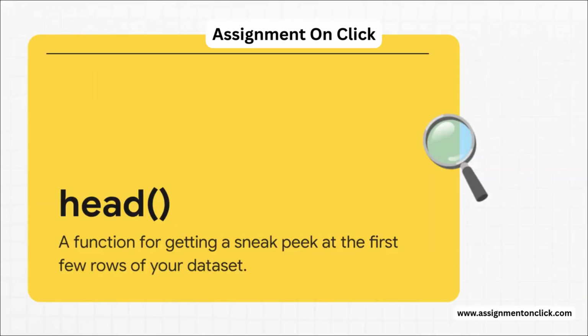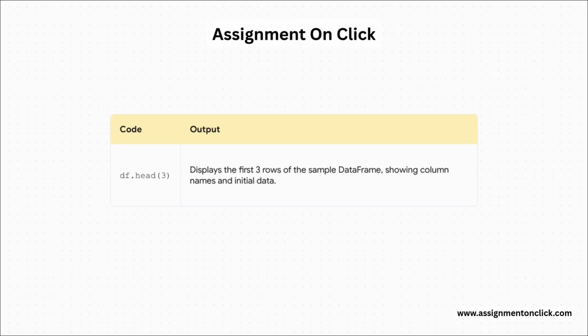So, the head function. This is your go-to for that initial sneak peek. Its whole job is to show you the very first few lines of your dataset. It gives you an immediate feel for the layout, the columns, and what kind of data you're even dealing with. And using it could not be simpler. You just type df.head. Now, by default, that'll show you the first 5 rows, but you can always pop a number in there, like you see here with df.head(3), to tell it exactly how many rows you want to see.